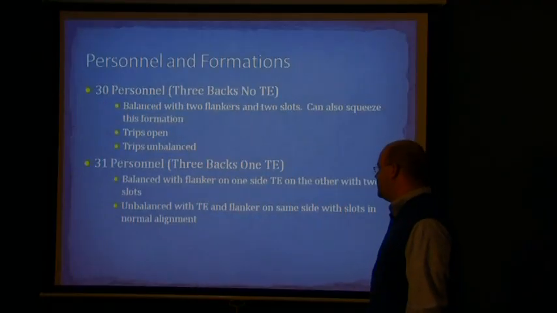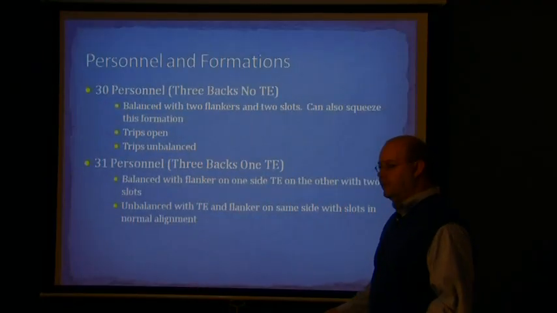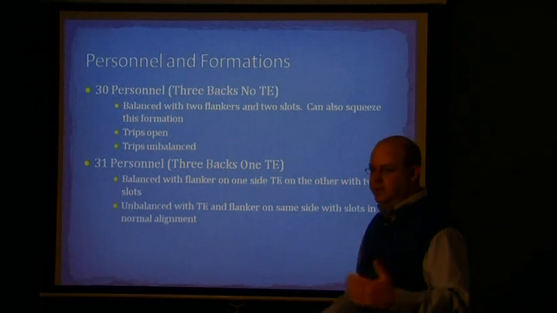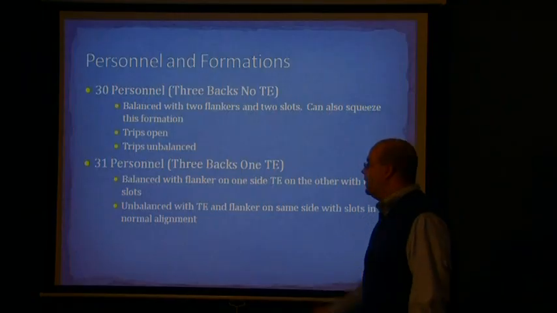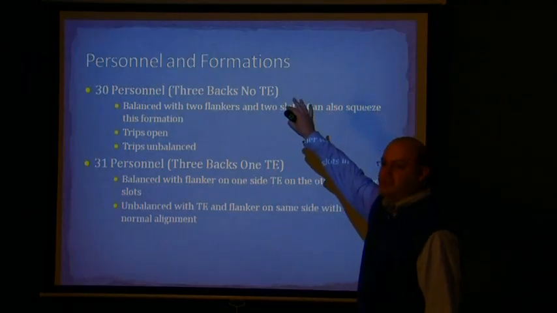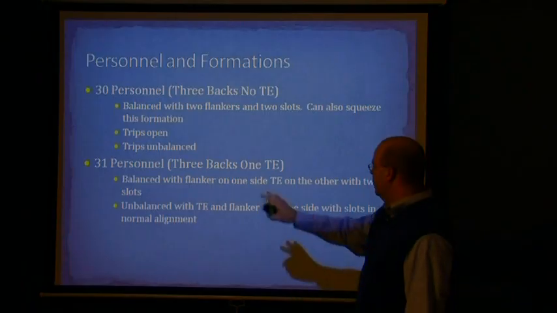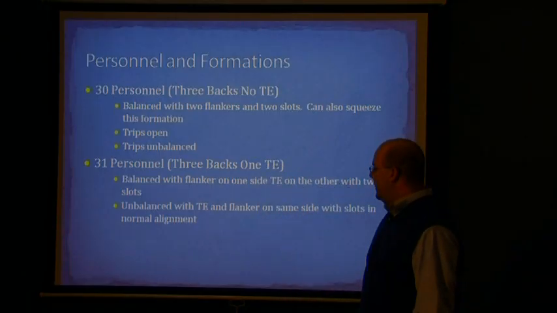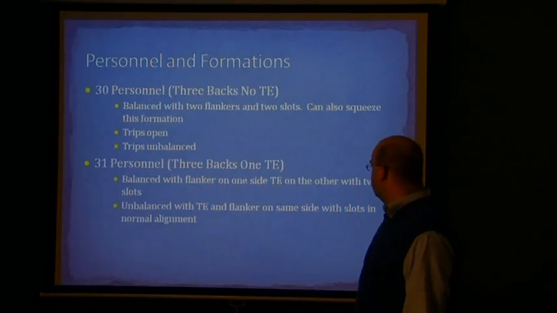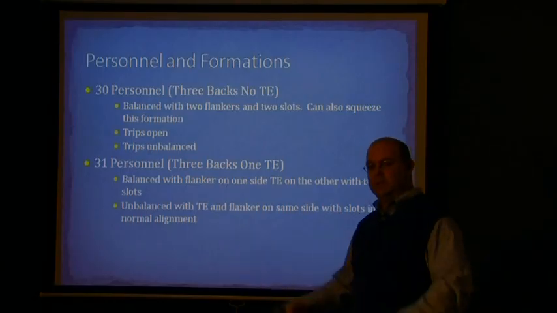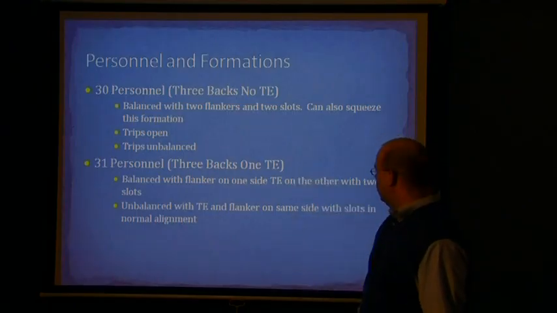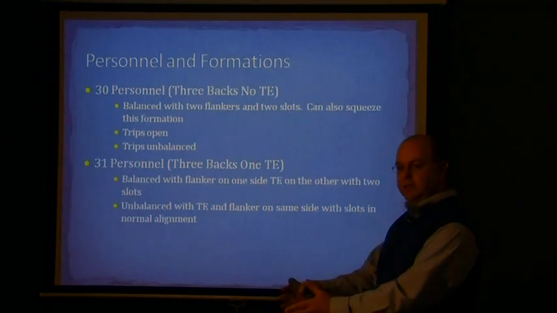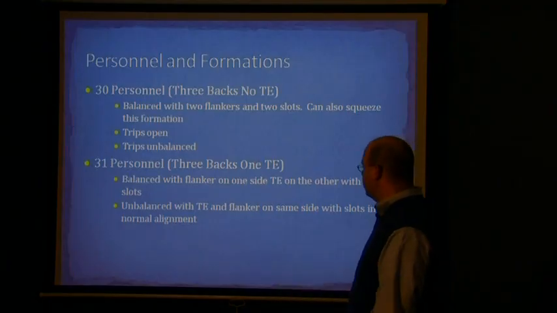31 personnel formations: 3 backs, 1 tight end in the game, which only leaves us 1 receiver in the game. Depending on the ability of your tight end, you can get into these 30 personnel formations, but if your tight end's a true tight end, we line up balanced with the flanker on one side and tight end on the other side, obviously with the 2 slots. Again, with the tight end in the game, our slots don't bump their alignment. They're still in the same alignment.